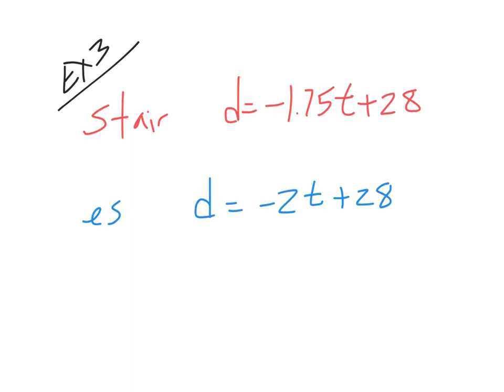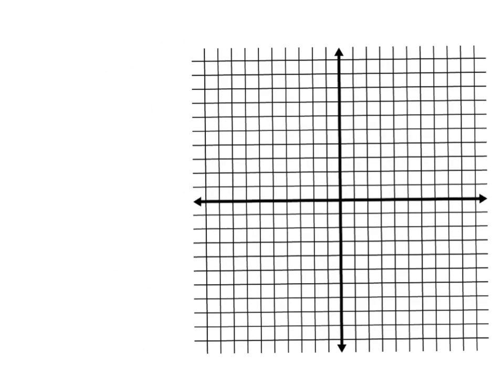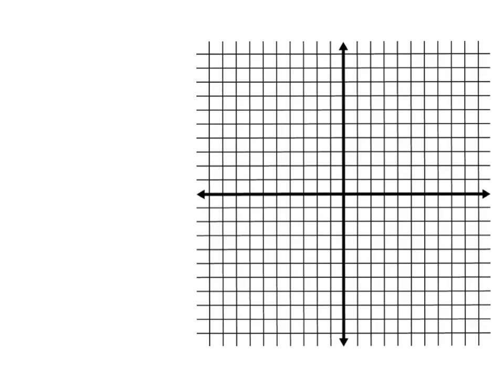So I'm going to go to the next page. 28, very good. Negative 1.75. Grab a graph. Okay. So my first equation, what is my y-intercept? Let's just do it by fives. So 5, 10, 15, 20, 25, 28 is about right in there.